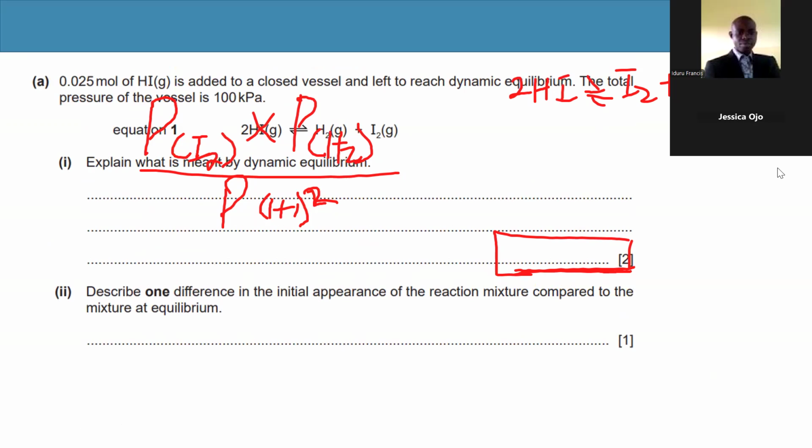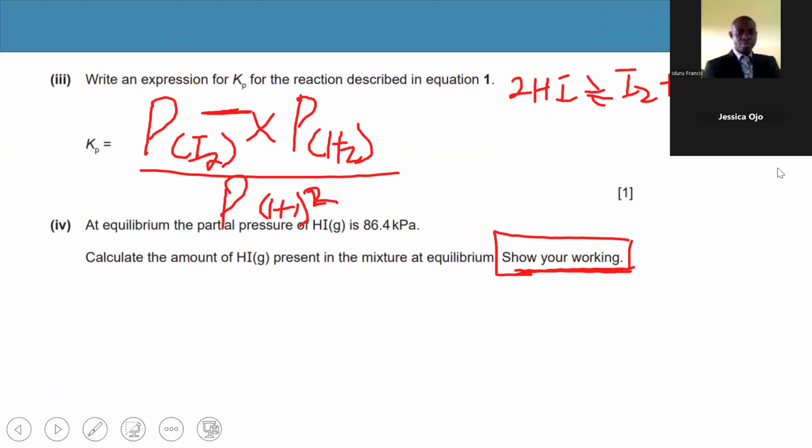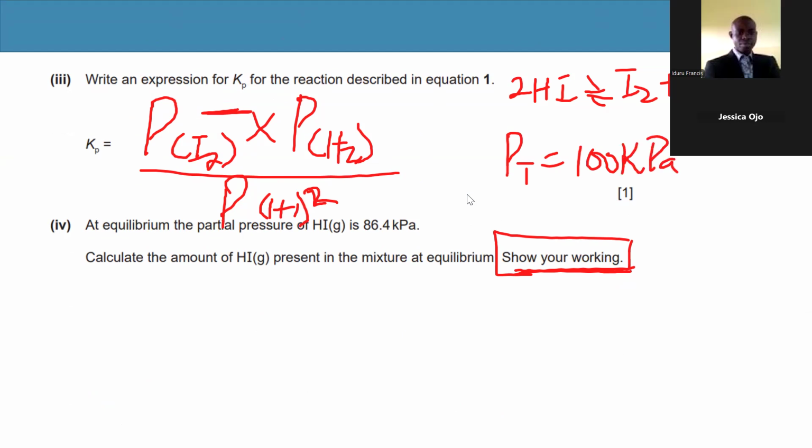We're given the total pressure to be 100 kilopascal. Yeah, so the total pressure is 100 kilopascal. Do we use the ICE method or can we just use another method to get it? Can I use the ICE method or is it too long? Any method you are okay with, you can use any method.